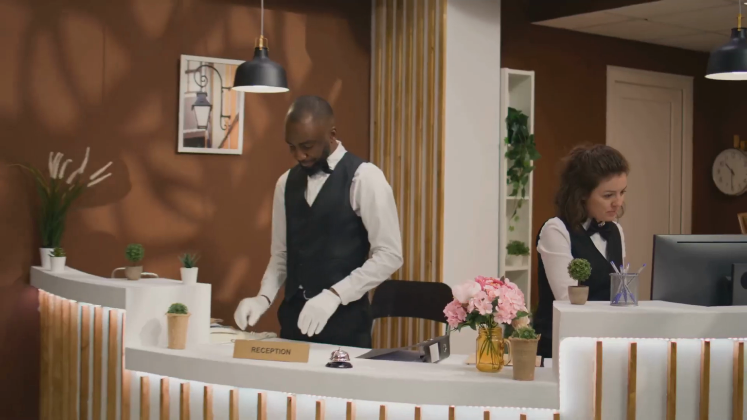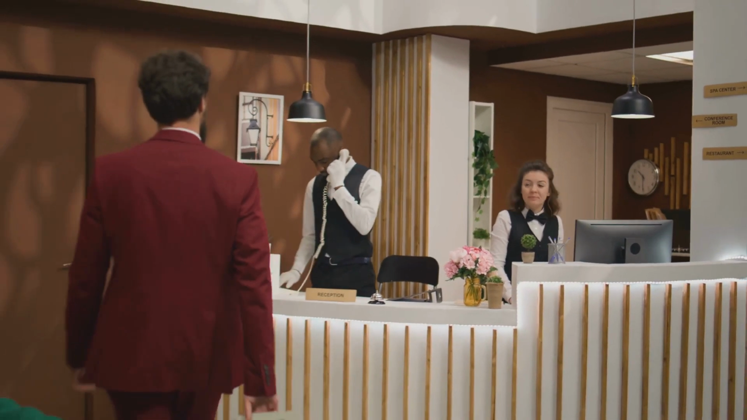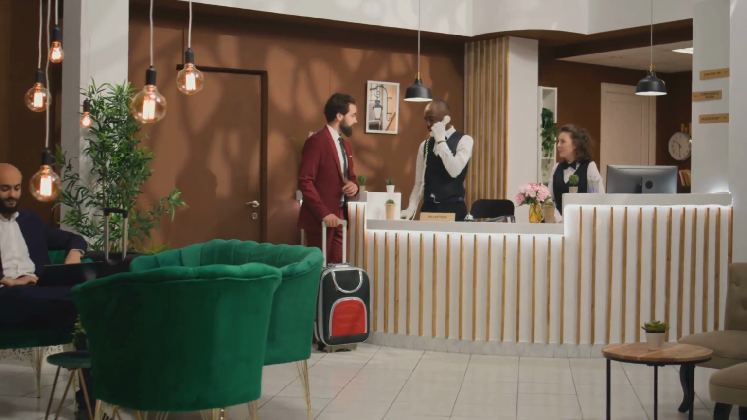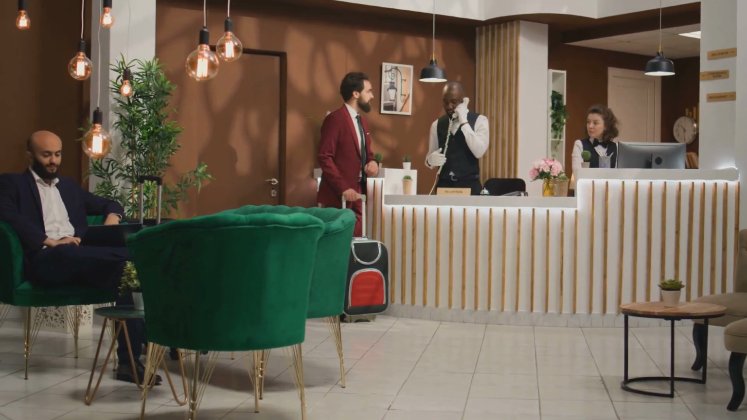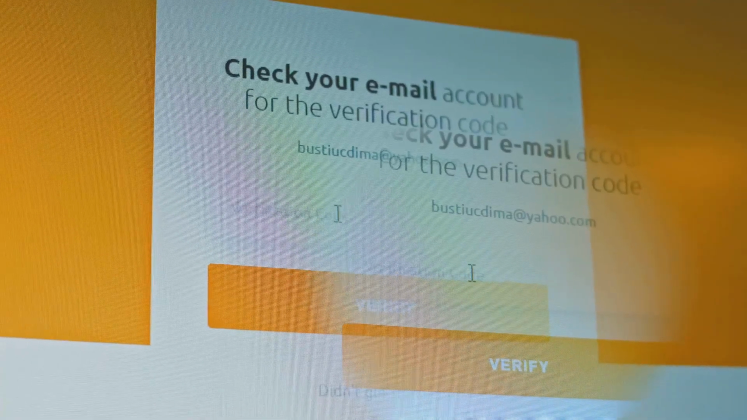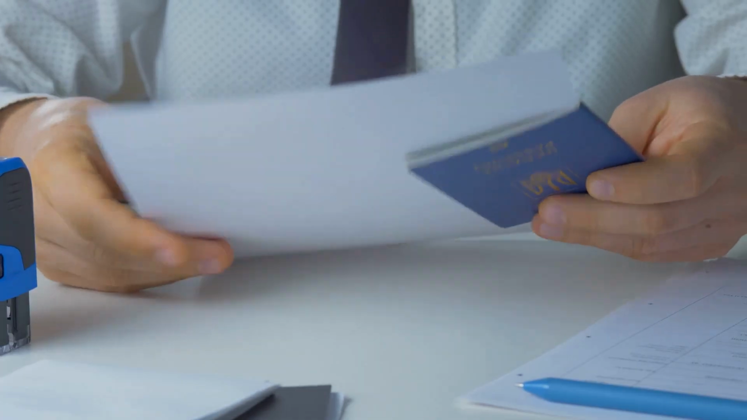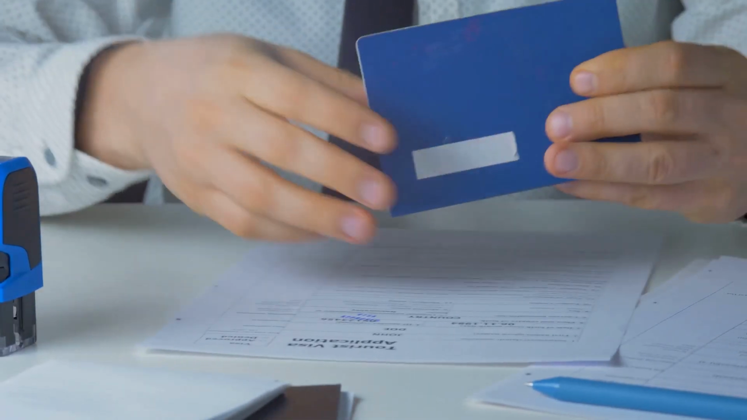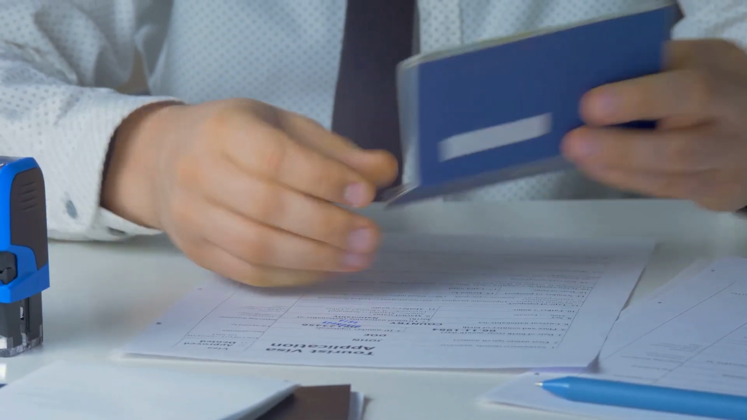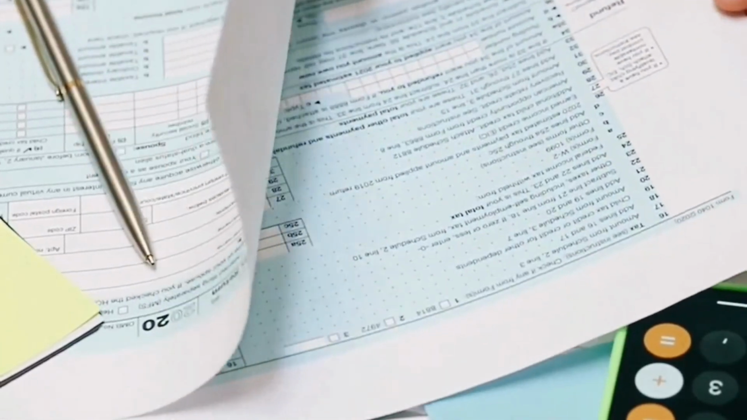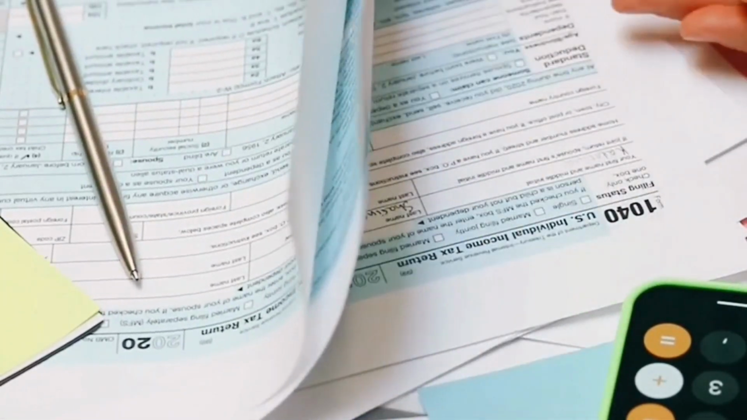UAELottery.ae. Click on Sign Up or Register and fill in your full name, date of birth, Emirates ID, mobile number, and email address. Verify your email and phone with the codes you receive. Next, complete your KYC verification by uploading a clear image of your Emirates ID. Double check that all your personal details are accurate and up to date.